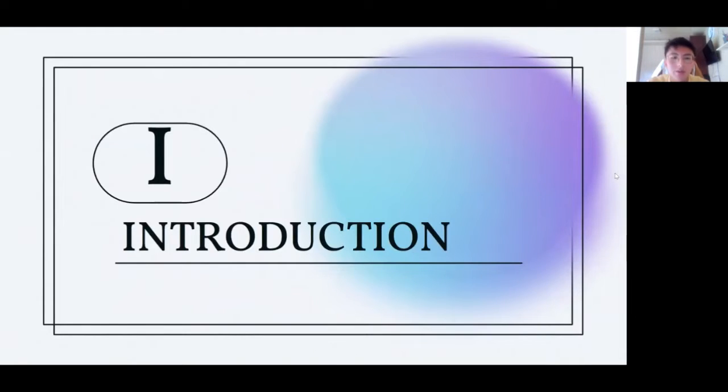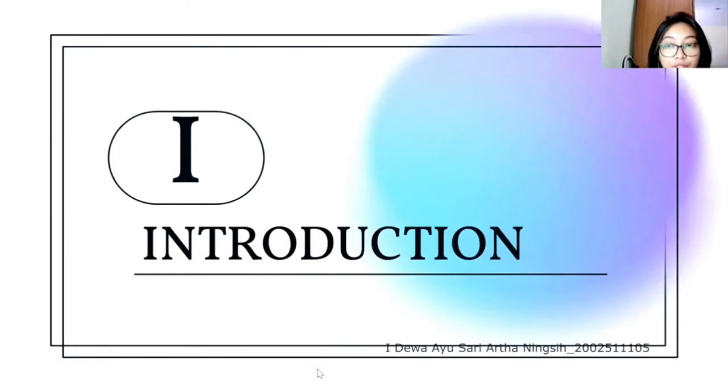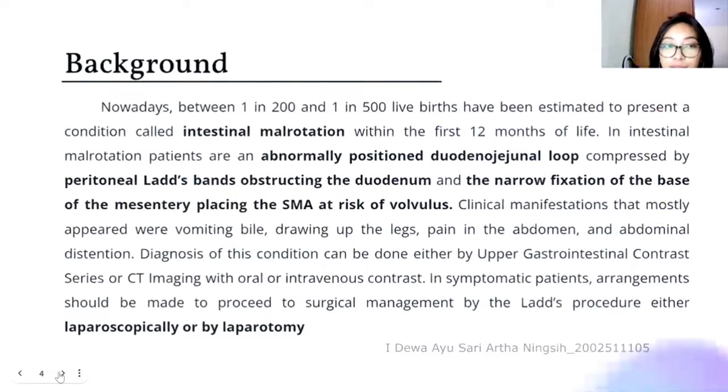Now our presentation will start from the introduction. I'm going to continue the presentation with chapter 1, introduction. I'm going to start this chapter 1 with the background.